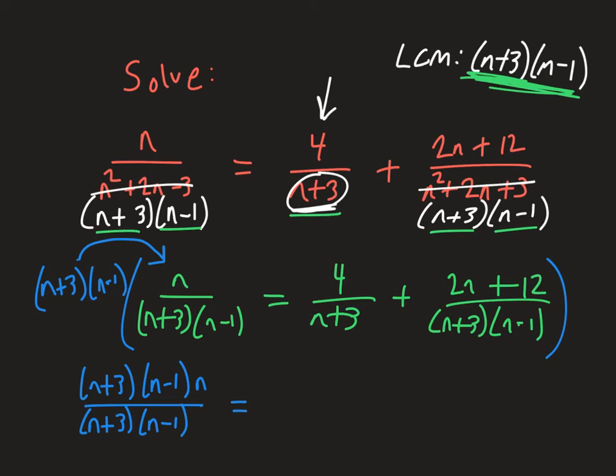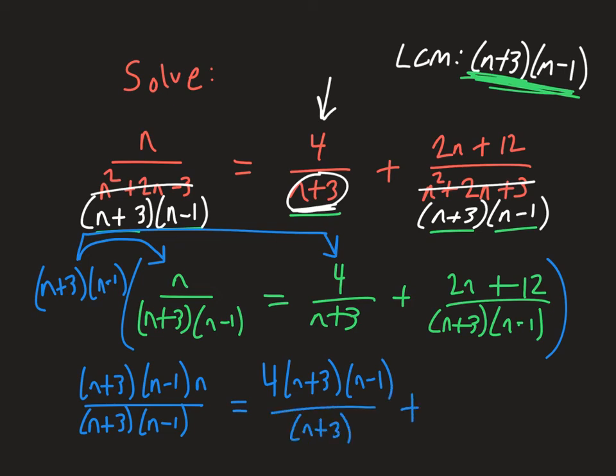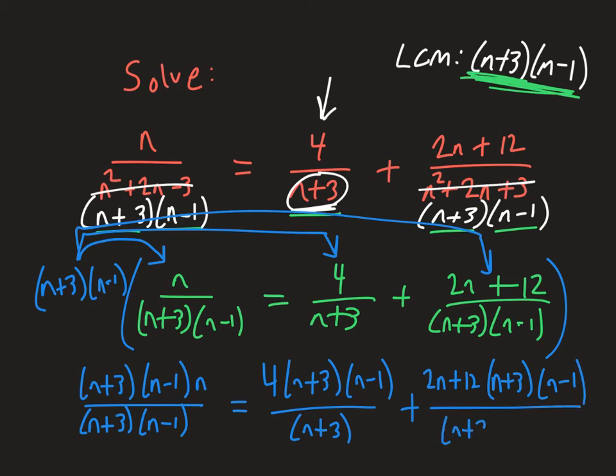Okay, then I'm going to distribute the n plus 3 and n minus 1 times that 4. Okay, and it's still over n plus 3. And then I'm going to distribute the n plus 3 and the n minus 1 to that guy. Okay, I'm going to write a little smaller so this all fits here. N plus 3, n minus 1. And its denominator was n plus 3 and n minus 1.